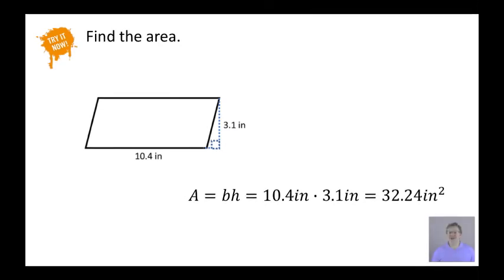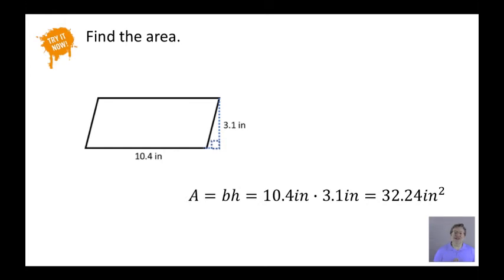Welcome back. The area of a parallelogram is base times height, and you are given both the base and the height in this example here, 10.4 inches times 3.1 inches for an answer of 32.24 square inches. And you can see square inches being abbreviated there in a similar fashion to kilometers, square kilometers in the previous slide, and square feet in some slides before that.